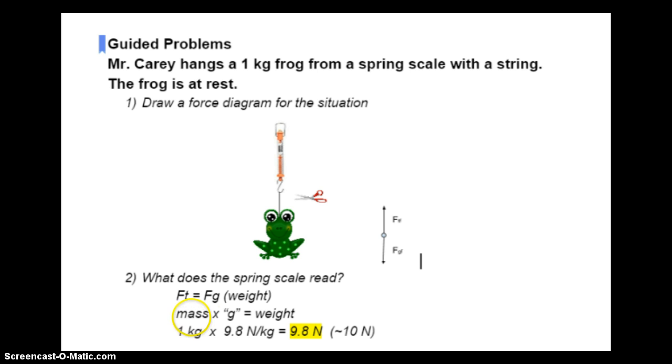And so we know that mass times gravity is going to be the weight of our frog. He has a mass of 1 kilogram times our gravitational attraction of 1 Newton for every kilogram. For every kilogram we have, each of those is attracted to the Earth with a force of 9.8 newtons. So our frog here has a weight of 9.8 newtons. And as mentioned in class, we can round that to 10 in most cases.